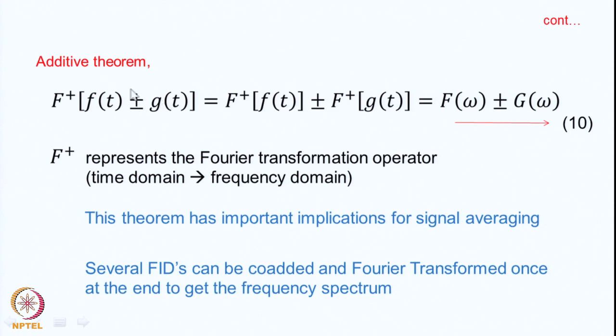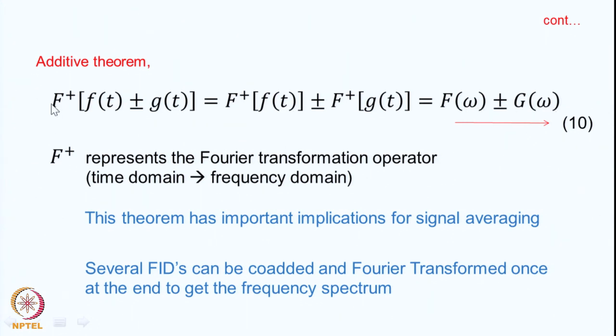That is, you add your two FIDs here, and then you take the Fourier transform of this total time domain function. This is equivalent to taking the Fourier transform of the first function plus or minus the Fourier transform of the second function. Therefore, it is the sum or the difference of the Fourier transforms of the individual functions. Now f of omega is the Fourier transform of f of t, and g of omega is the Fourier transform of g of t. Therefore, if I add these two time domain functions, the Fourier transform of the whole thing is equal to the sum or the difference of the Fourier transforms of the individual functions.